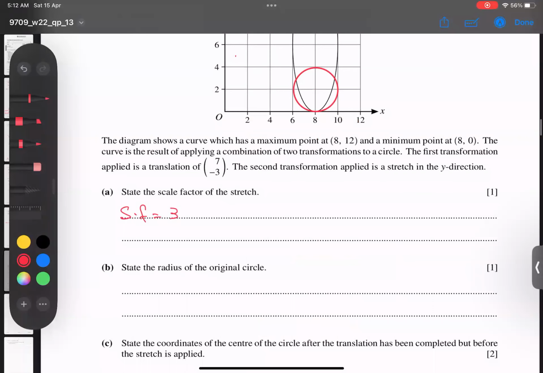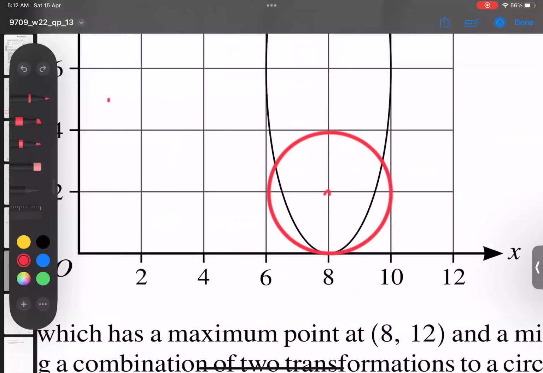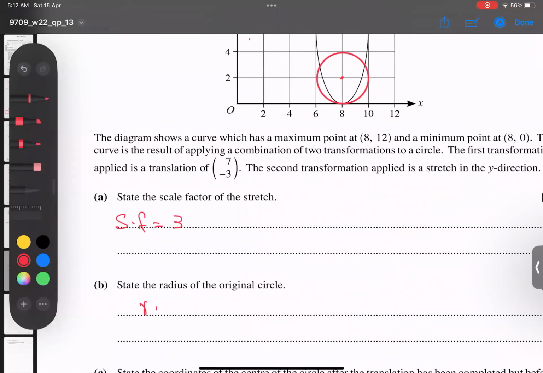Let's talk about stating the radius of the original circle. So the radius is very clear. This is the center of the circle, and this is called the radius. And 8 minus 6 is 2. So 2 is the radius of the circle.